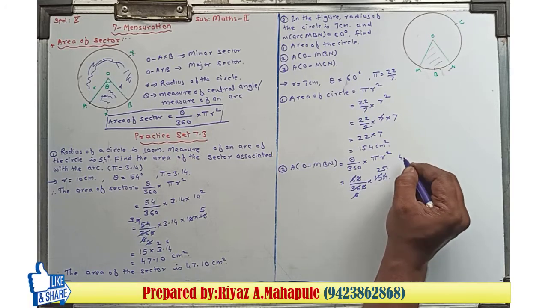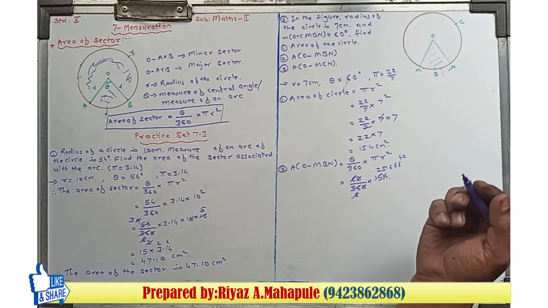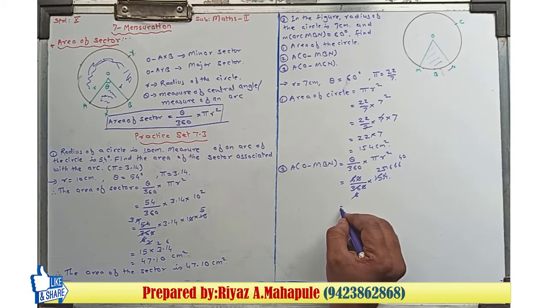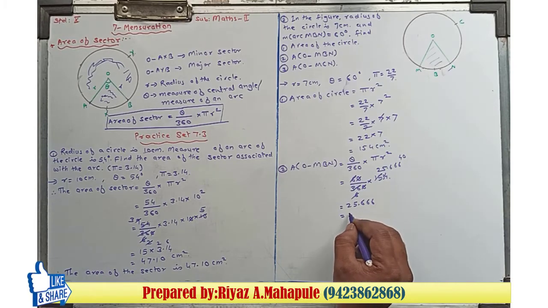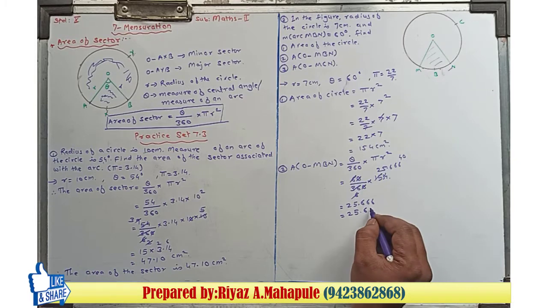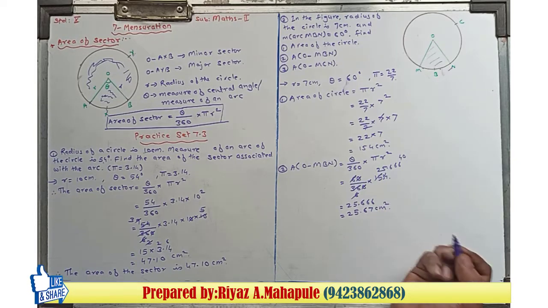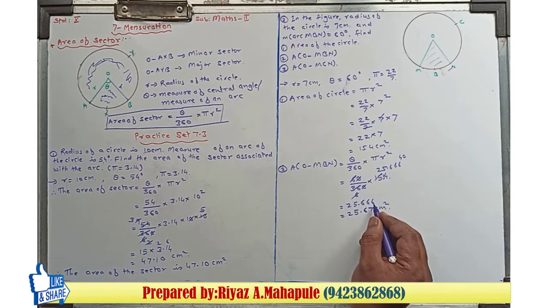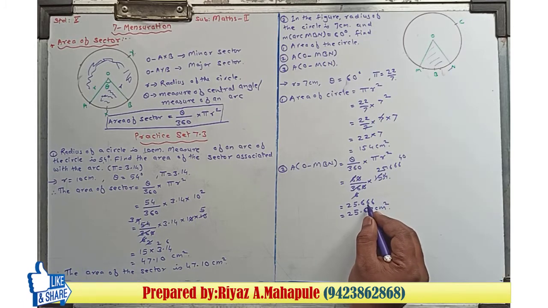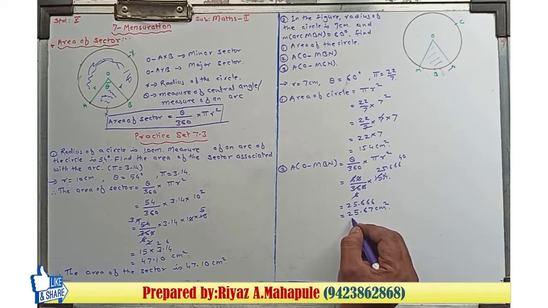Right, take decimal point, add 0. 6 6s are 36, 6 6s are 36, 6 6s are 36. Recurring, 6 recurring is there, so you will get 25.666, and after 2 decimal places the answer will be 25.67 centimeter square. Okay, so this is the value, because the third digit is greater than 5, so we have to add 1 to the previous digit, that is to 6 we have to add 1, so you will get 7. This is the area of minor sector.